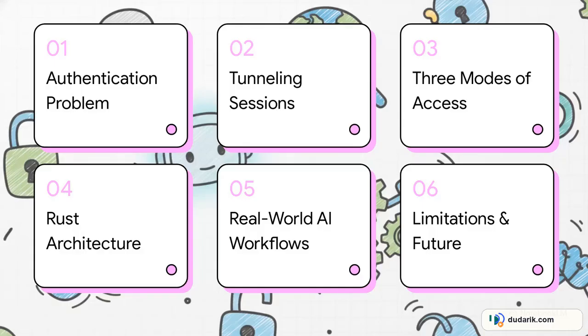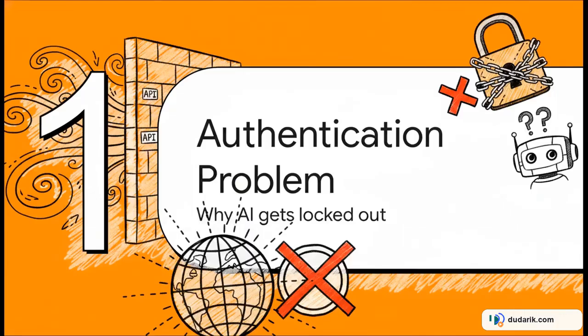Here's our roadmap for today. We'll look at the core AI authentication problem, the tunneling solution, the 3 different modes of access, the Rust architecture, some real-world workflows, and finally, the limitations and future possibilities. All right, let's start with part 1, the AI authentication problem.